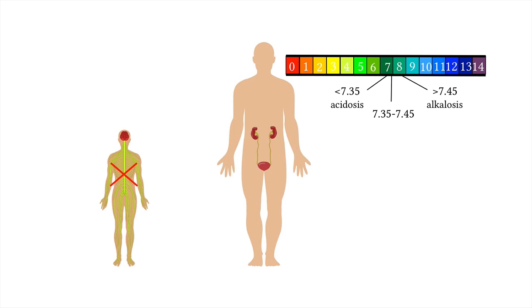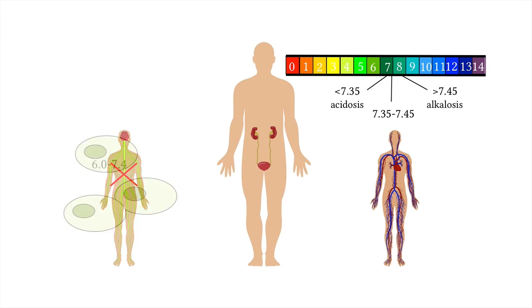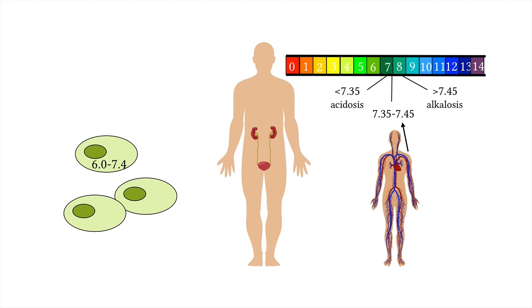Now, all of these conditions have to do with the pH of the blood. Remember that cellular pH is a bit more acidic due to the carbon dioxide the cells produce as a result of respiration. Inside working cells, the pH is between 6.0 and 7.4, and that's fine because cells were designed to survive those levels. But the blood has to be within its defined range.